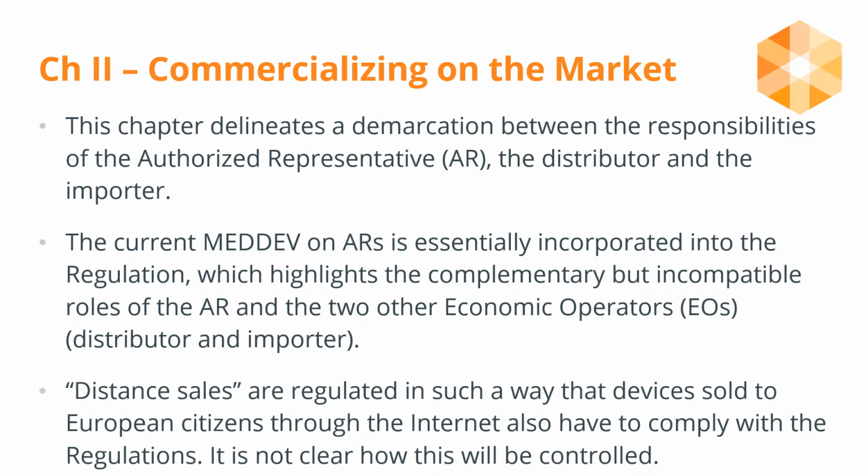We are now going to discuss commercializing on the market. This chapter describes the roles of the authorized representative, the distributor, and the importer. It describes the complementary but incompatible roles of the AR and the two other economic operators, distributor and importer. Distance sales are regulated in such a way that devices sold to European citizens through the internet also have to comply with the regulations.